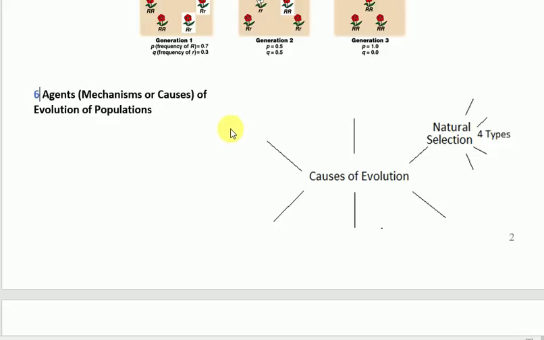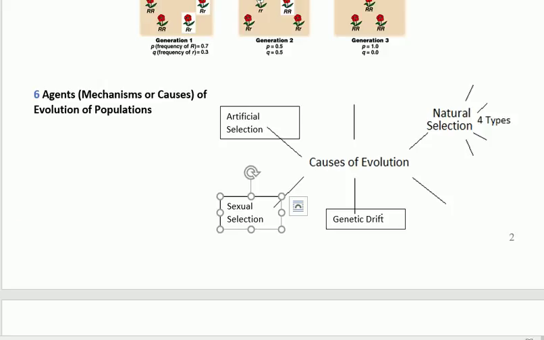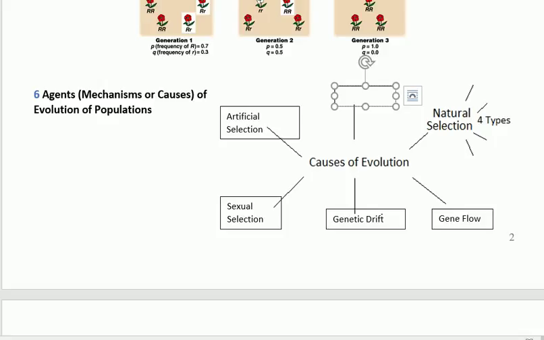So first I'm going to start over here. Artificial selection. That is one cause that we're going to look at. A second one would be sexual selection. A third one would be genetic drift. A fourth one would be gene flow. A fifth one up top would be mutation.